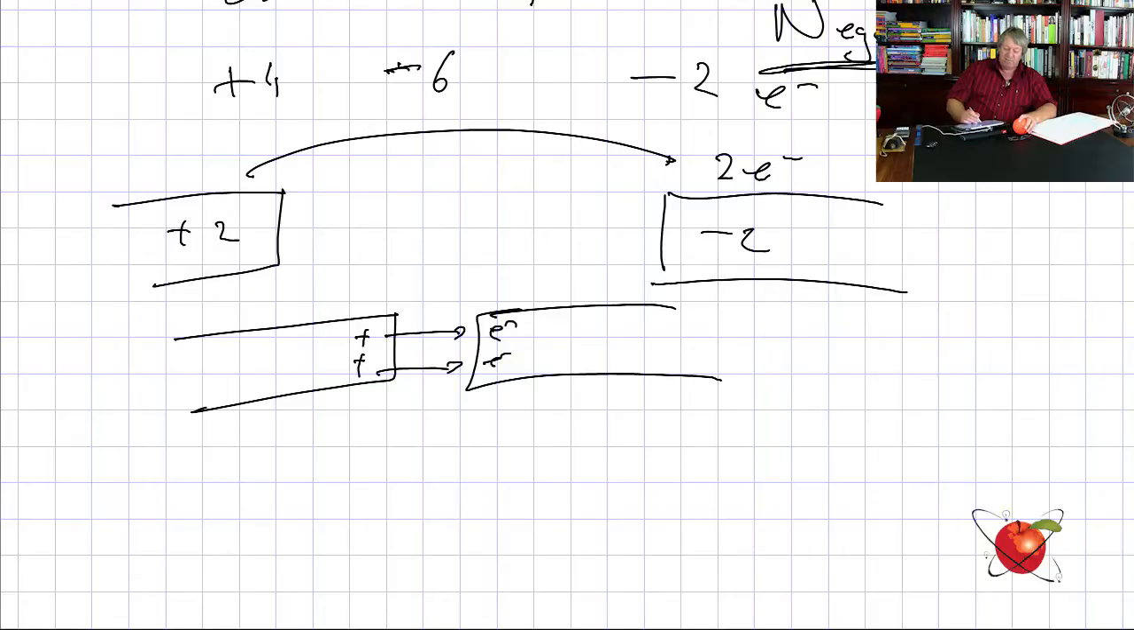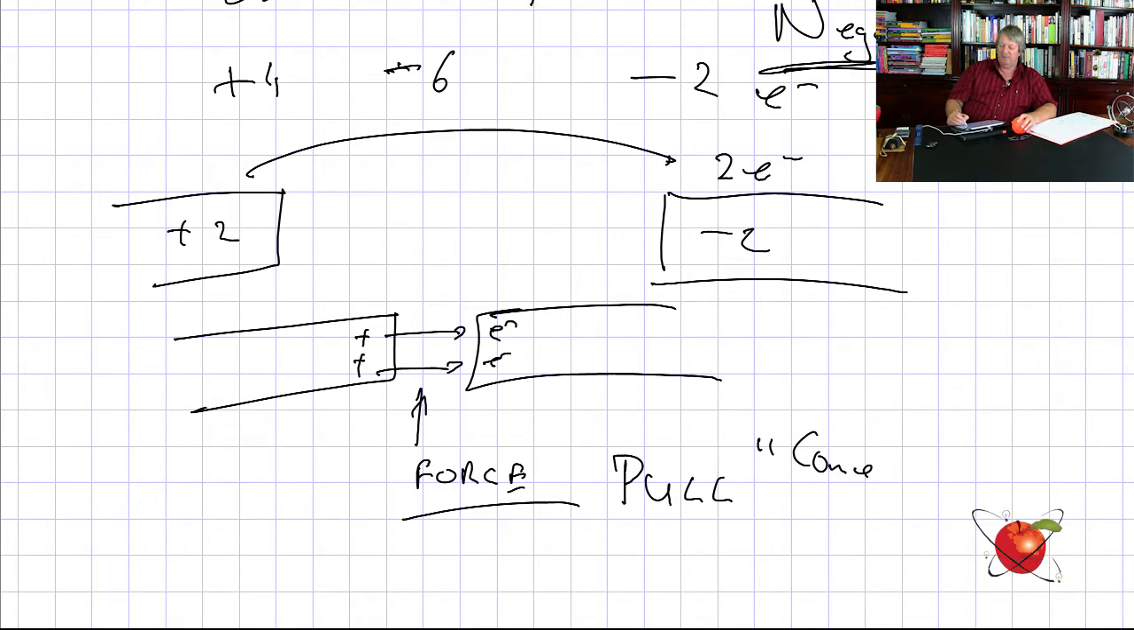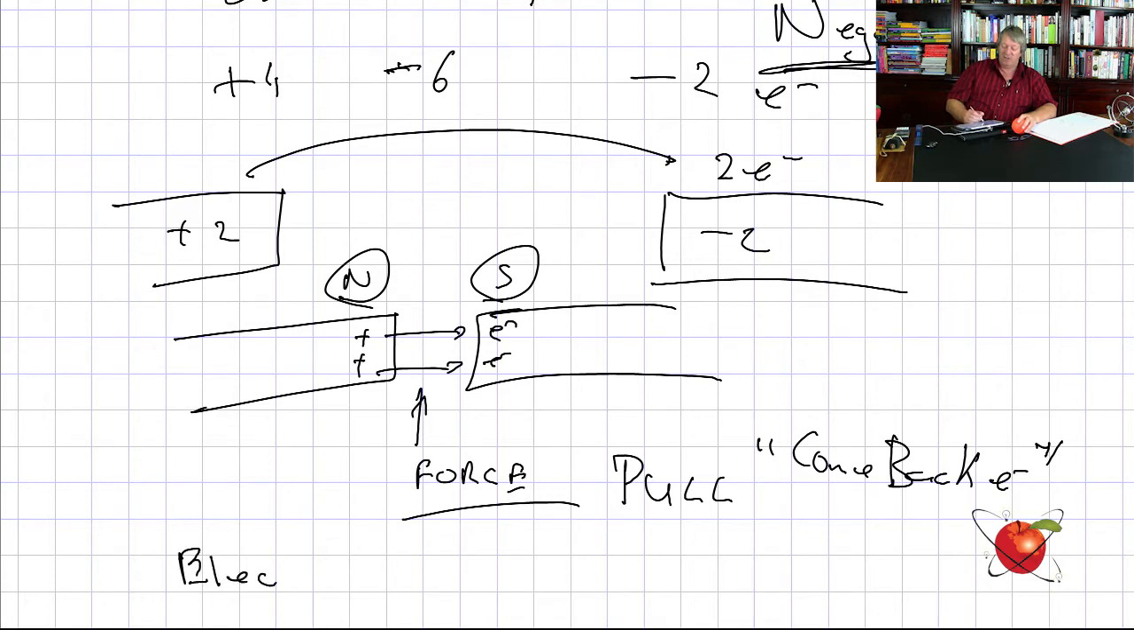So what does it do? It pulls and says, come here. So I get a force. We get a force between these two. We get a pull, because we're saying, come back, electrons. Pulling them back. So we've got here the same as magnets, north. Similar, it's not exactly, but similar. We've got a force, so we've got here an electric field, because this is pulling that. It's the same principle as a magnetic field.